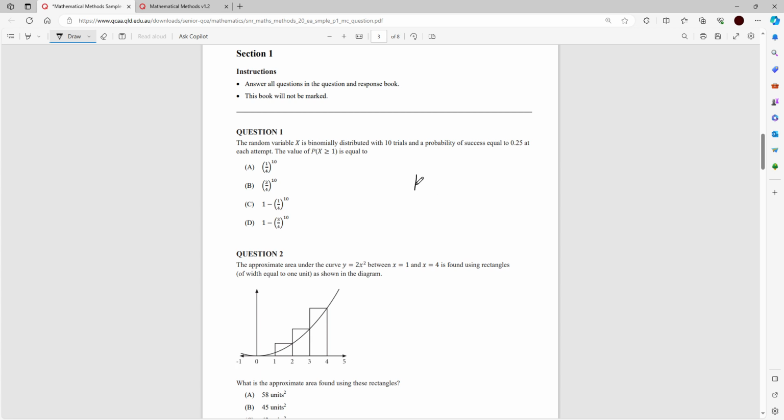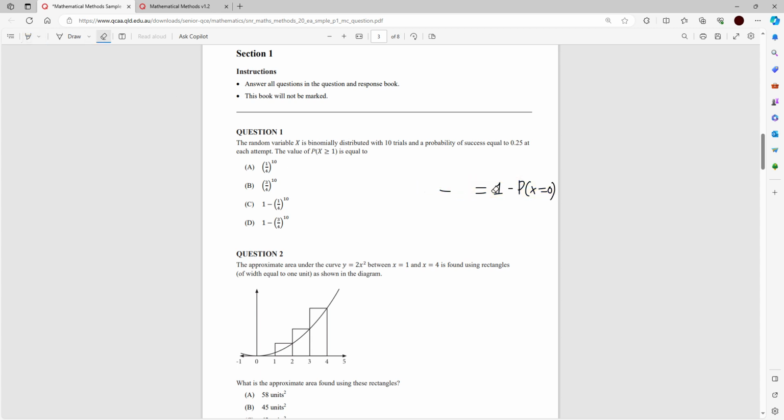The probability that something is greater than or equal to 1 is the same as 1 minus the probability that it's equal to 0. Because if it's greater than or equal to 1, then it cannot be equal to 0. So the complement of that, the probability that it is equal to 0 subtracted from 1, gives you that probability. We're going to be using this fact to answer our question here.